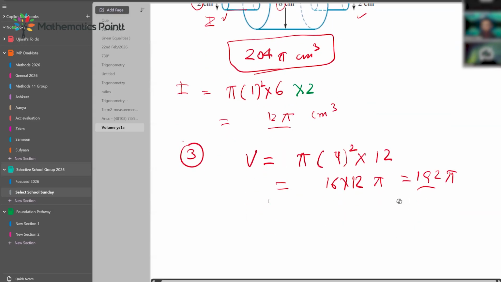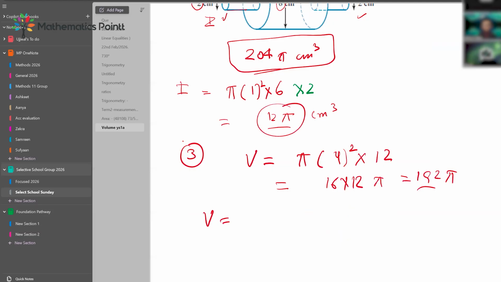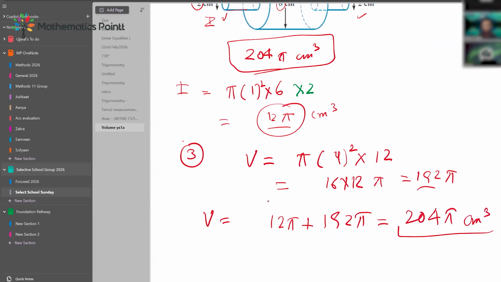And we just add them. So the final volume is 12 pi plus 192 pi equals 204 pi centimeter cube.